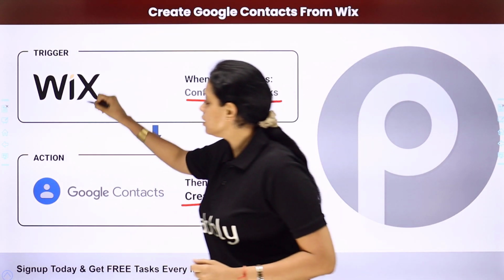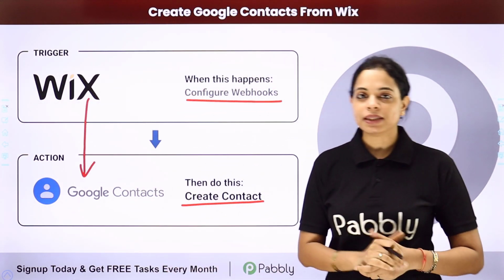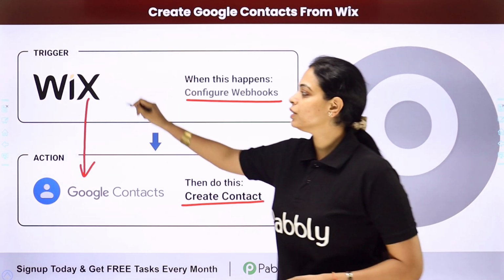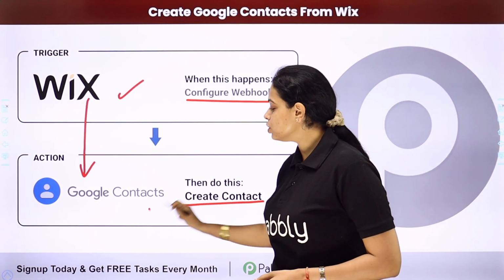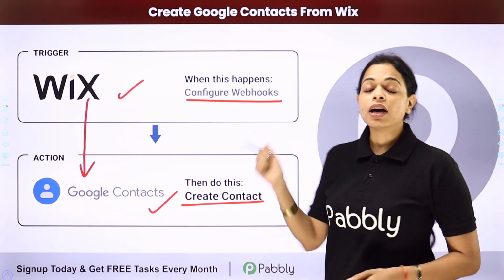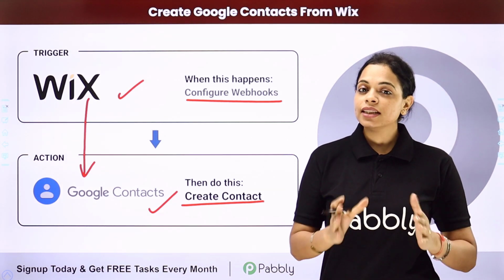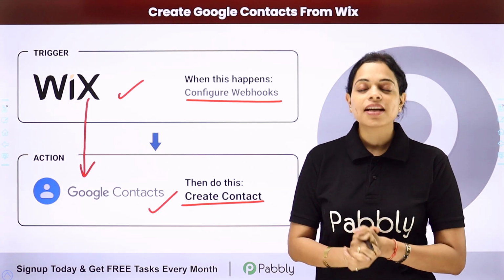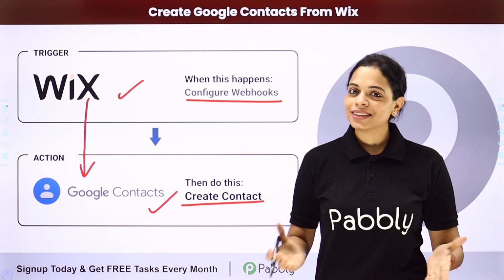For this, I will be integrating the two applications using Pabbly Connect. Here, my trigger application will be Wix and my action application will be Google Contacts. Now, how can you do this yourself? Integrate and automate this entire process. To understand that, let me take you to my screen.